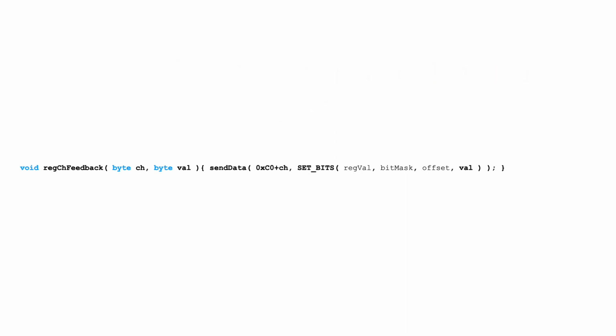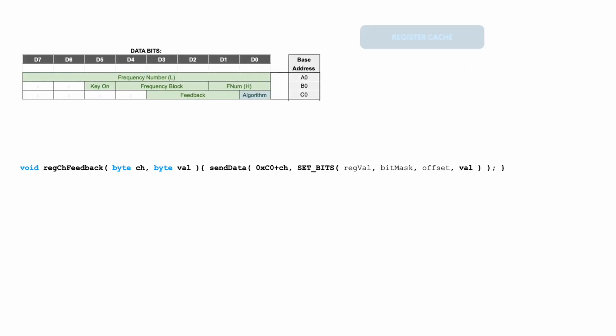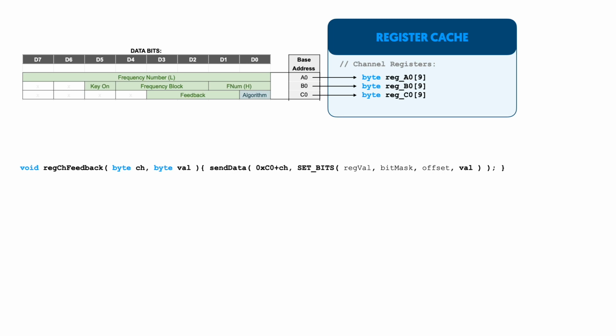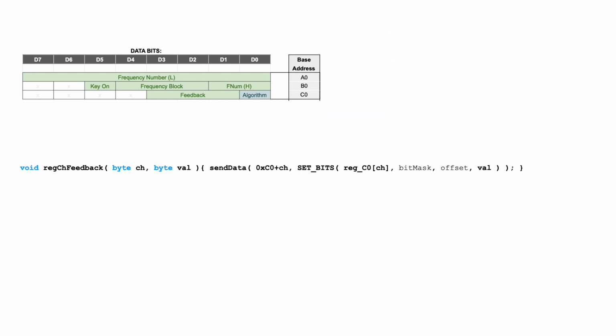What about the register cache? Well, there are 3 different base addresses, and they each hold 9 bytes. So instead of having a single byte like we did for the global registers, we can keep them in separate byte arrays. Then all we need to do is pass the entry that corresponds to the channel that we're modifying and use that as our register cache variable. Bitmask works just like it did before, but it's a 3-bit variable, so we need 3 ones. And since the rightmost bit is bit 1, our offset will be a 1 as well. And that's it. That's a channel function.